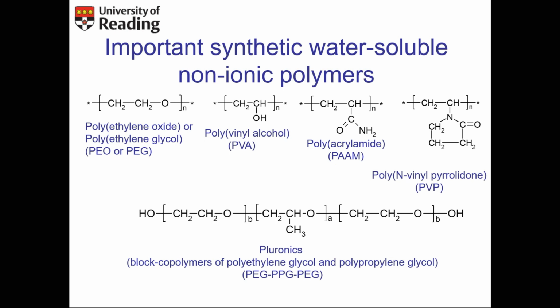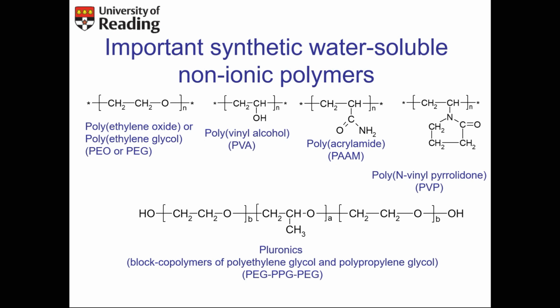are the structures of polyethylene oxide, or sometimes it's called polyethylene glycol. Second one is polyvinyl alcohol. Third is polyacrylamide. And fourth is polyvinyl pyrrolidone. So these four structures you need to remember.